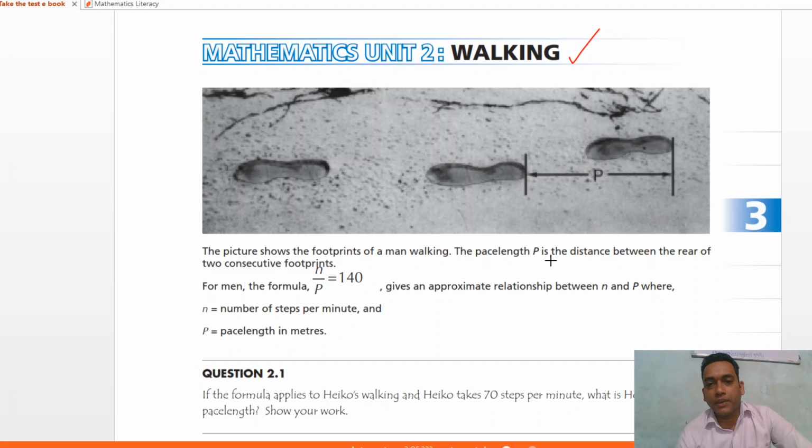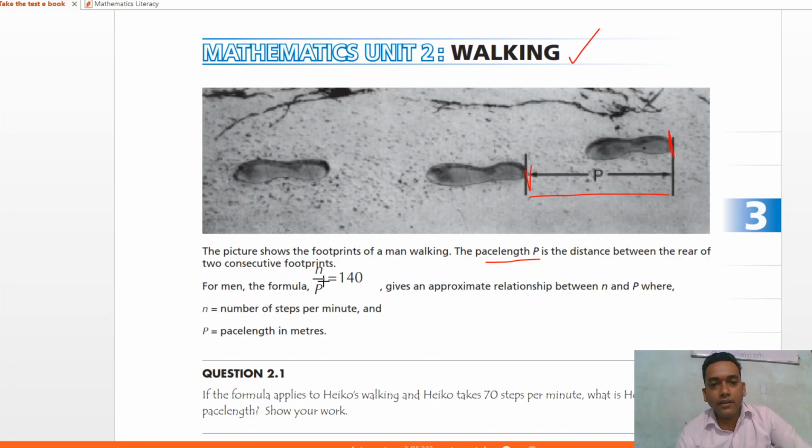The pace length P. Now this is very important. What is pace length? The pace length P is the distance between the rear of two consecutive footprints. So we have taken two consecutive footprints and their rear part, back part. This is the back part of this footprint and this is the back part of the second, consecutive footprint. And if with a scale you measure this length, this is the pace length and it is represented by capital P. Okay, two consecutive footprints, this we have read.